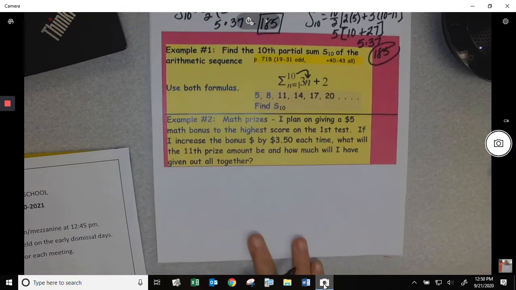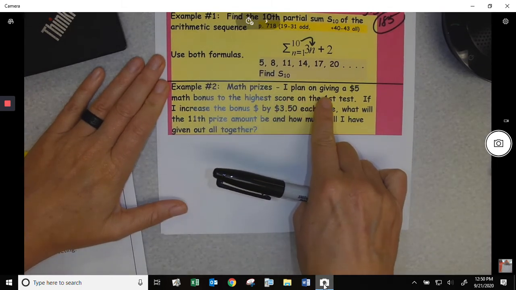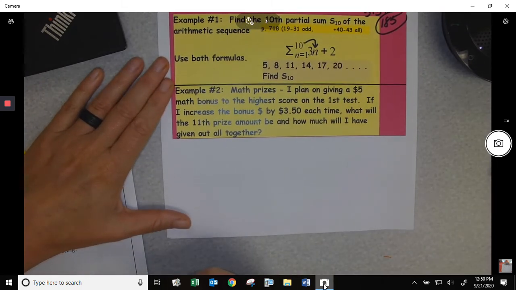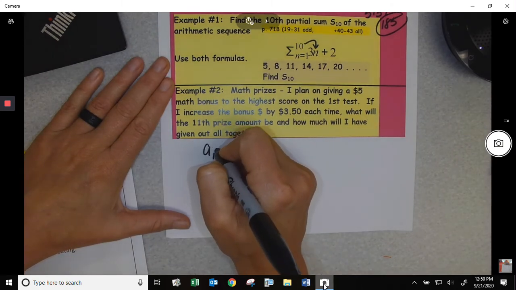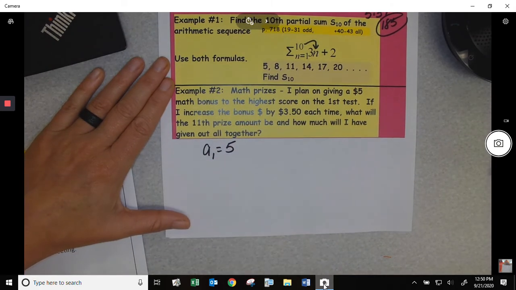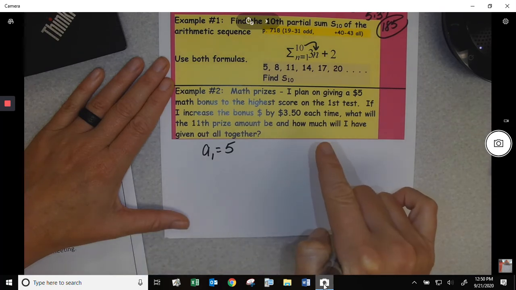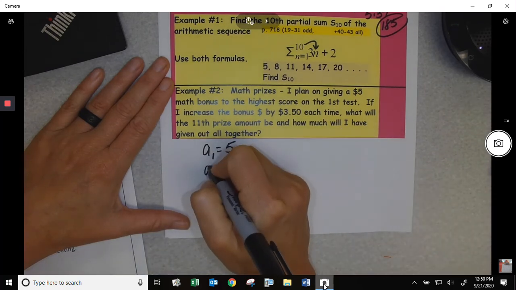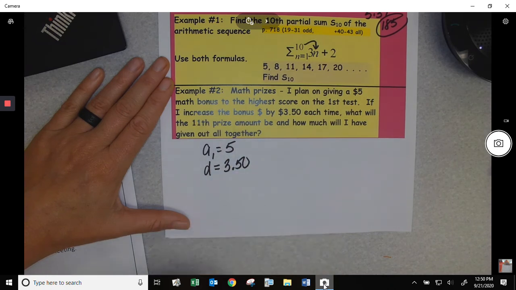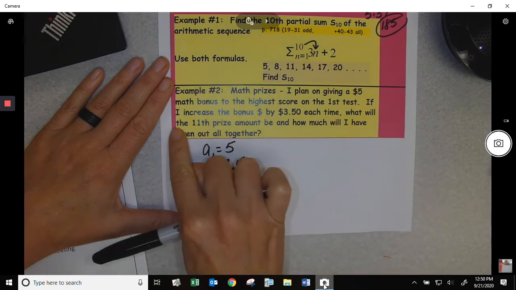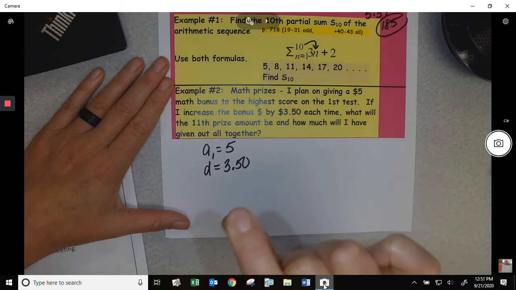All right, last one. Math prizes. I plan on giving a $5 math bonus to the highest score on the first test. So immediately if I'm reading this word problem, I'm going to write a sub 1 is 5. If I increase the bonus by 350 each time, so I'm going to go up, my common difference is 350. What will the 11th prize amount be? So I need a specific prize amount.